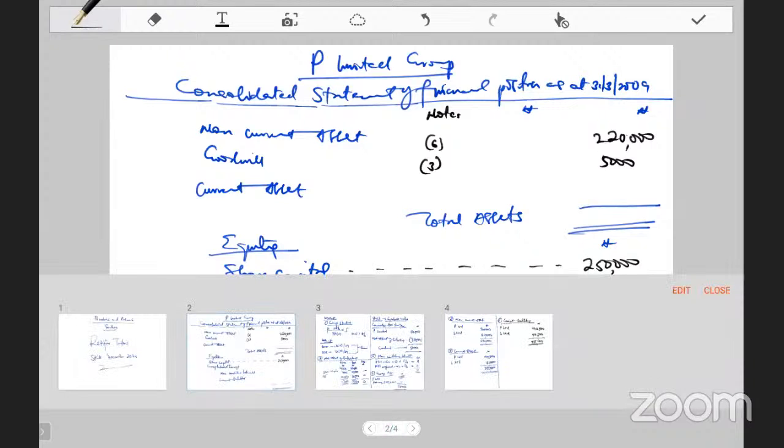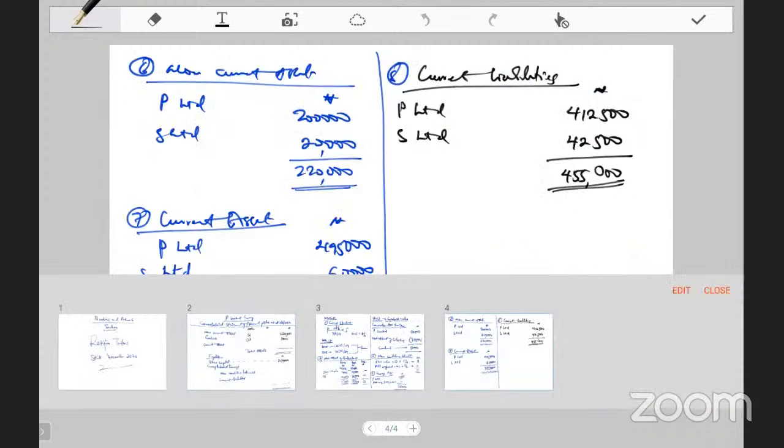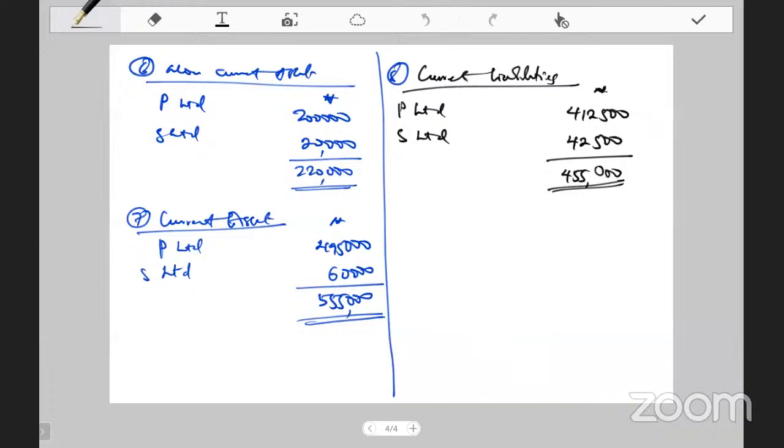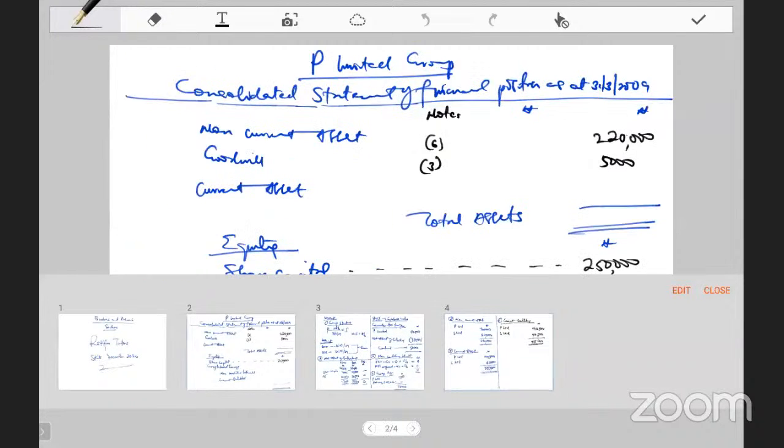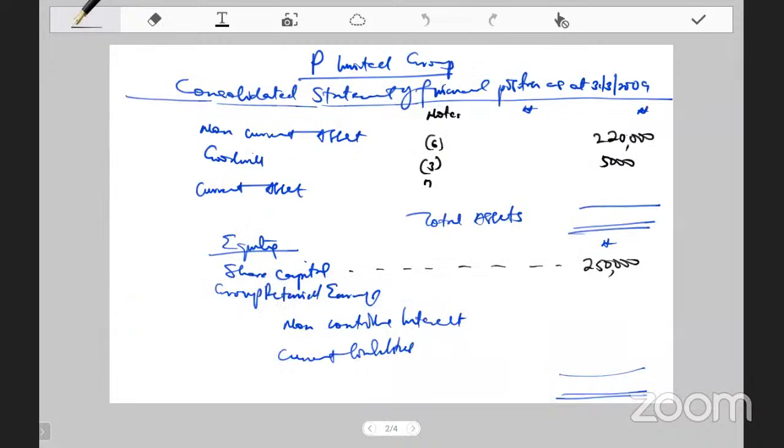Okay, my current asset. What is my current asset? Working 7. You need to participate, please. Working 7, and how much is it? 550,000. Please, this is a question and answer session. So this is working 7, and I have 550,000.